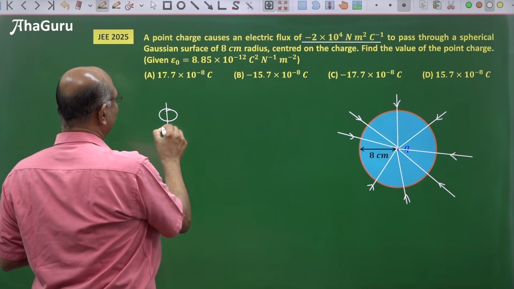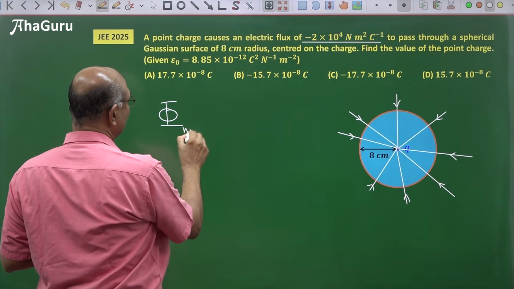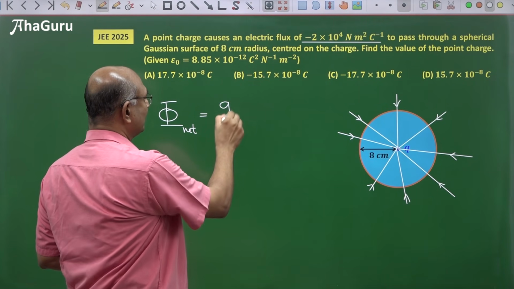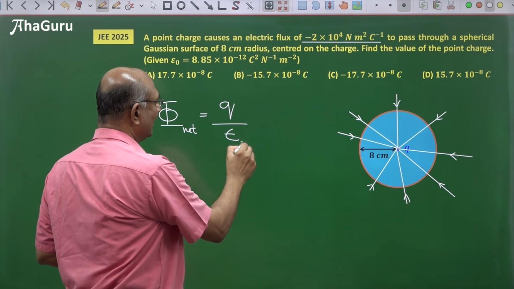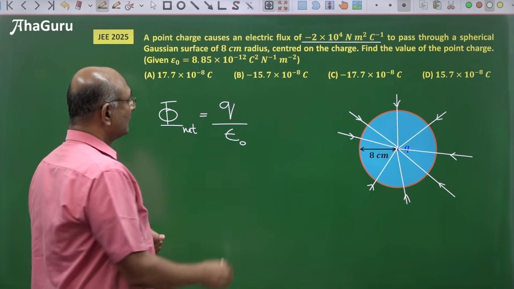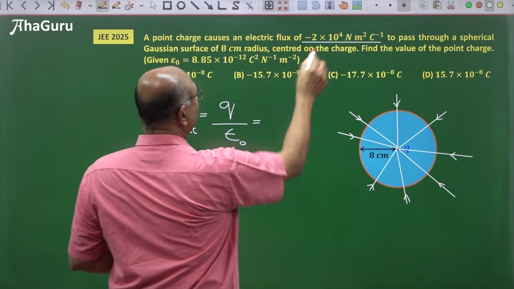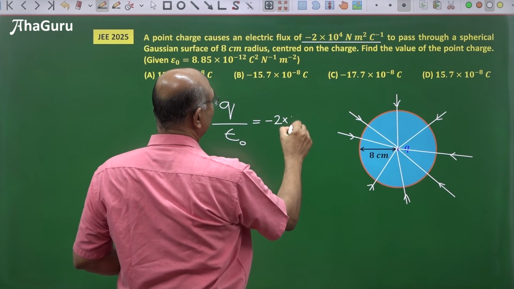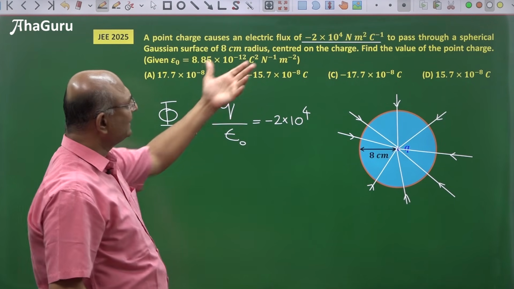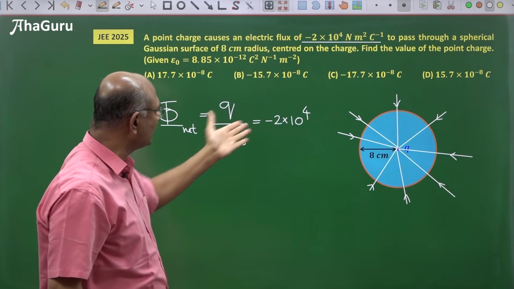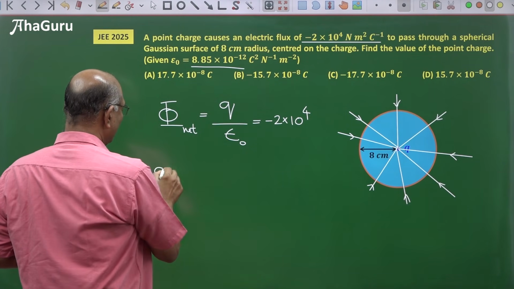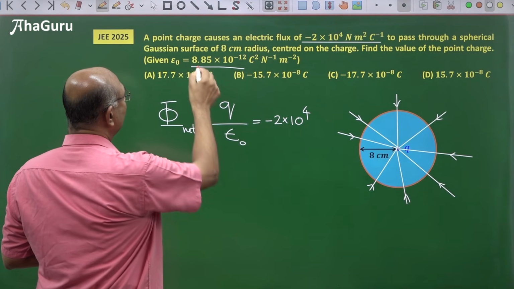We know that the net flux through the surface must be equal to Q by epsilon naught, Q inside by epsilon naught, and what is the charge inside? Q. So Q by epsilon naught is negative. It is given as minus 2 × 10^4. What is the question? Find the value of the charge. So Q is equal to epsilon naught into this. That's it. Very, very trivial, right? So Q is just this into epsilon naught.